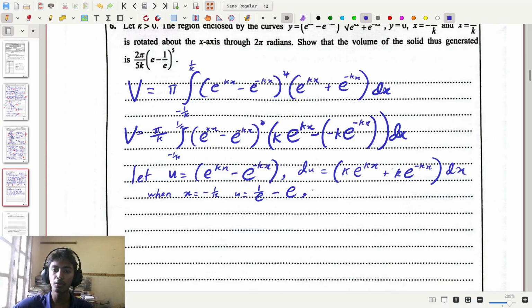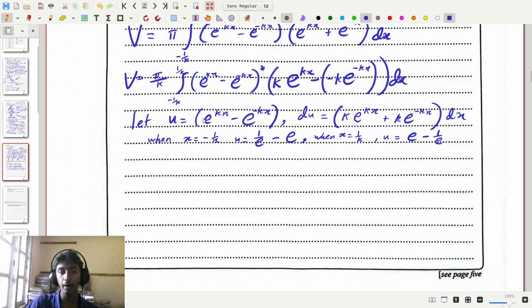As for the upper bound, when x is equal to 1 divided by k, as in the upper limit 1 divided by k, then u is equal to, if you substitute x equals 1 divided by k into here, the first term is going to be e to the power of k times 1 divided by k, so e to the power of 1, so just e. And then minus the next bit, which is going to be e to the power of minus k times 1 divided by k, which is going to be e to the power of minus 1, or 1 divided by e. So therefore these are the upper and lower bounds.